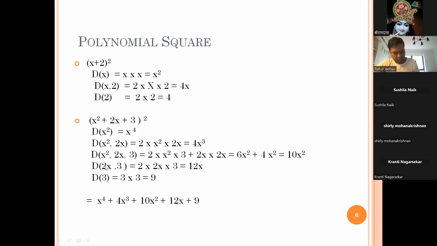Duplex of 2x and 3 is 2 into 2x into 3. So 2 into 2 is 4, 4 into 3 is 12, so 12x. Duplex of 3 is 3 into 3, 9. So we got the terms x raised to 4, 4x cube, 10x square, 12x, 9. So the answer is x raised to 4 plus 4x cube plus 10x square plus 12x plus 9. Clear?